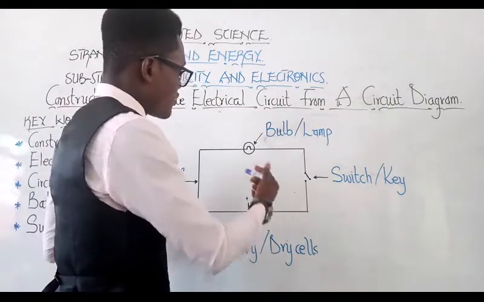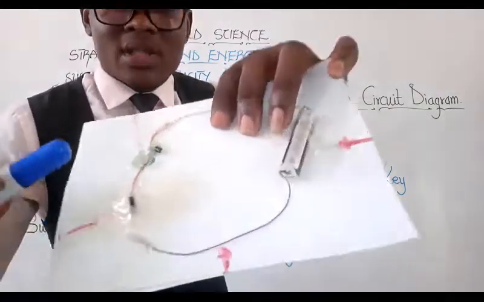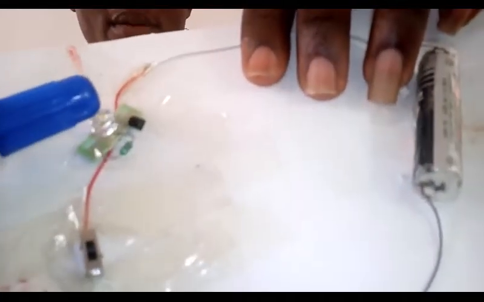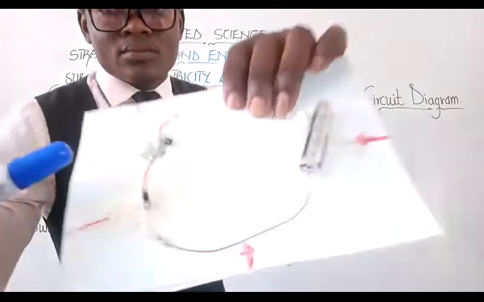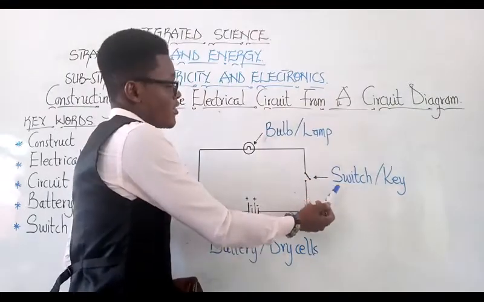Okay. And then we thought about the bulb, or the lamp. This is the symbol. And then the switch. This is the symbol.